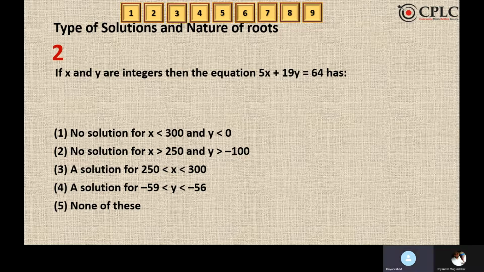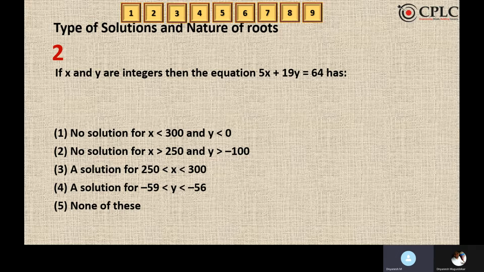So the first values of x and y by trial and error will be 9 and 1. So 5 into 9, that is 45, and 19 into 1, that is 19. 45 plus 19 will give you 64. And because there is a plus sign, if we increase the values of x, we'll have to decrease the values of y. So the values of x will keep on increasing by 19, and the values of y will keep on decreasing by 5, which is the coefficient of x, cross format.